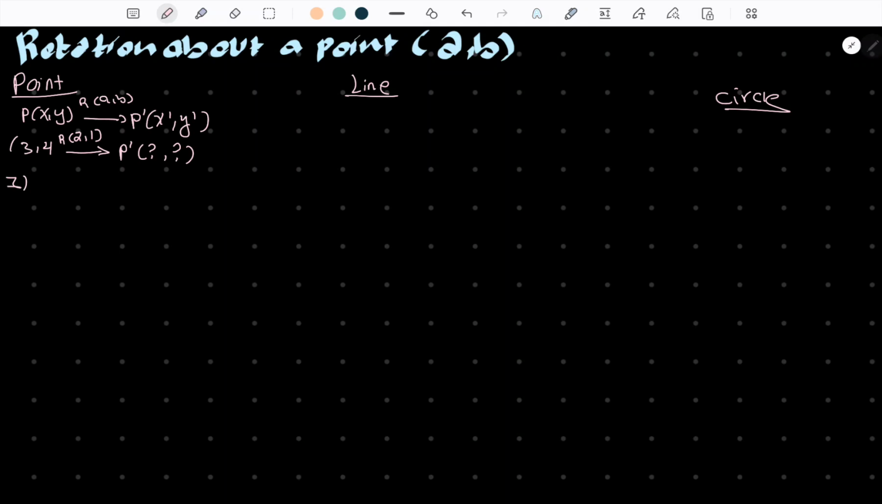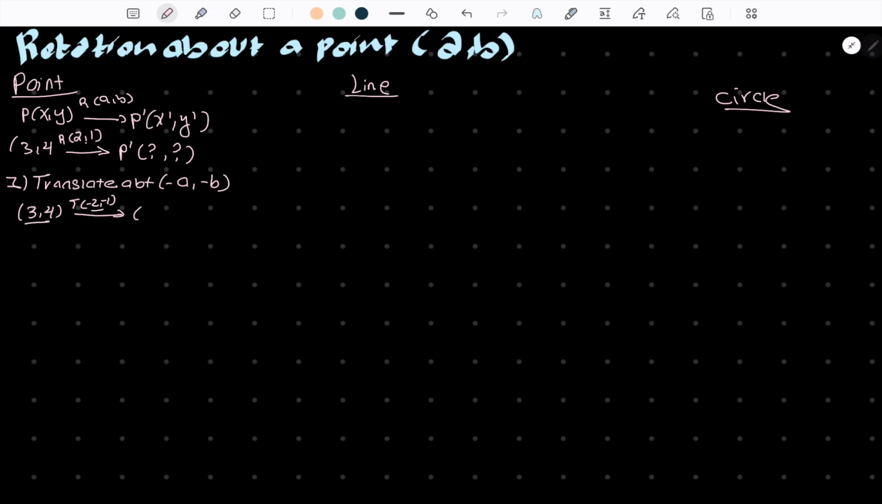So the first step that we're going to take is translate it about negative a, negative b. As you know, in translation, we just add our given point and then our translation vector to find the image. So in this case, we're just gonna take our point P, 3 comma 4, and then translate it by -2 comma -1. So all we need to do is just add this to this.